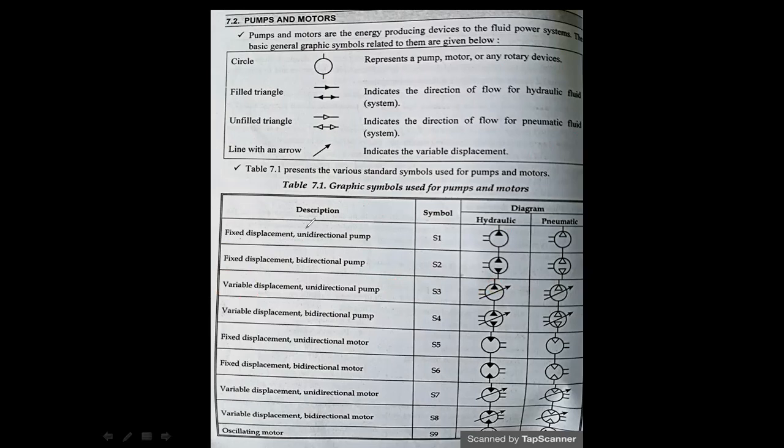Very important chapter we are discussing. Okay. Next, you can see variable displacement bidirectional pump. The arrow mark is going to be there for sure, and bidirectional means both sides are going to be filled. Okay. Then fixed displacement unidirectional motor. You can see the motor. Automatically, what happens? The circle with the right-side arrow, right-side line, so it's a motor. It's fixed displacement, so there won't be any arrow mark, and as it's unidirectional, the flow will be in one direction.